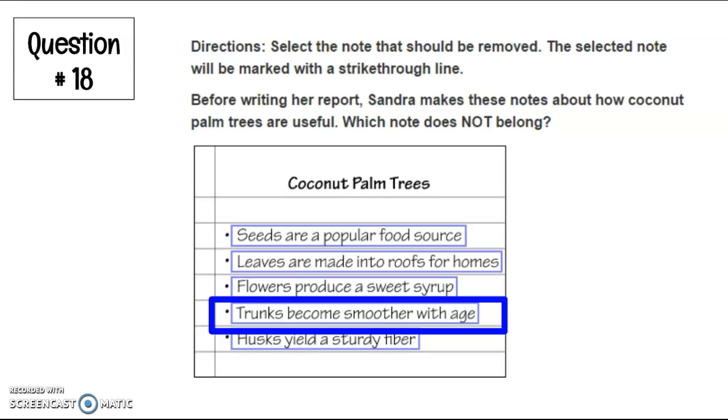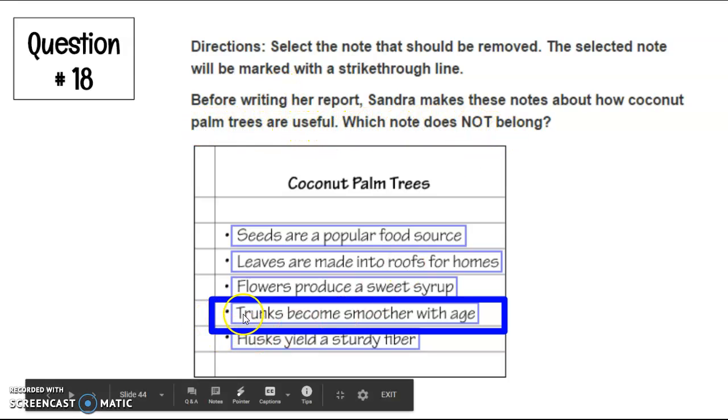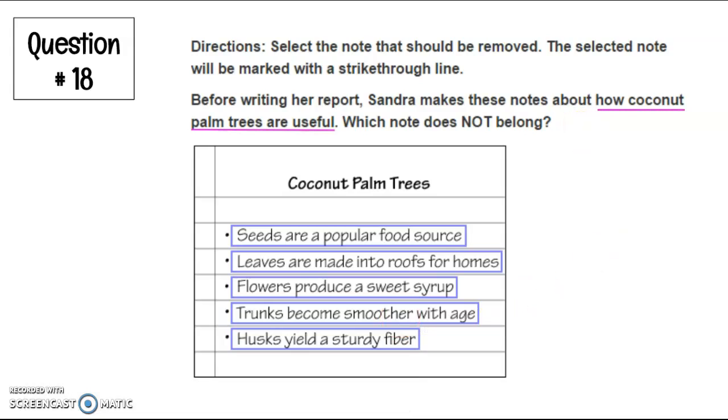Okay, number 18. Before writing her report, Sandra makes these notes about how coconut palm trees are useful. Which note does not belong? So it's this one, trunks become smoother with age. Let's look at why. Okay, again, we're looking at how coconut palm trees are useful. So seeds are a popular food source. Which note does not belong? Well, seeds are a popular food source. This shows that seeds can be used for food, so that fits in with coconut palm trees are useful.